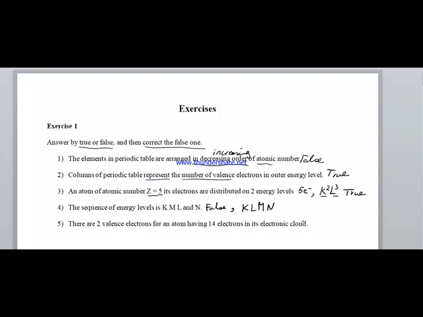The last statement: there are two valence electrons for an atom having 14 electrons. The 14 electrons are distributed in energy levels K2, L8, which gives 10 electrons, and M4. So we have 4 valence electrons. So the statement is false.